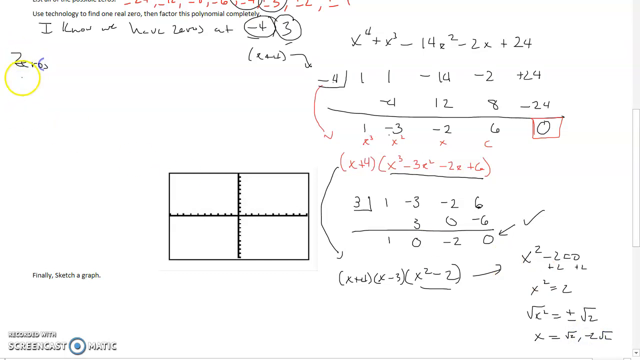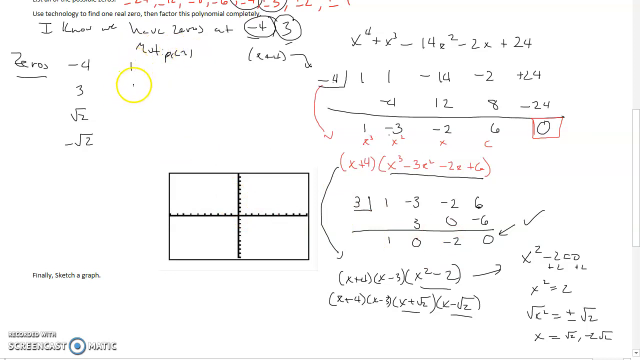So our zeros allowed us to get this completely factored into x plus 4, x minus 3, x plus radical 2, and x minus radical 2. Notice that our square root ones came in pairs. That's something we're going to be talking about in the next video. So we know our zeros are negative 4, 3, radical 2, and negative radical 2. And they all have multiplicity 1, which means they're all going to cross.